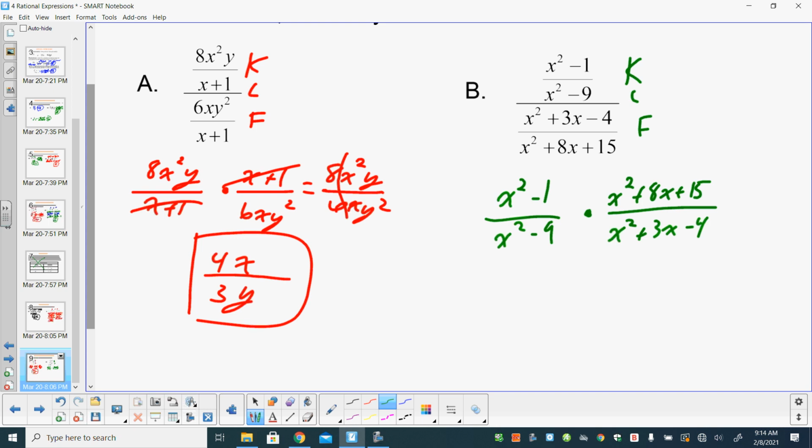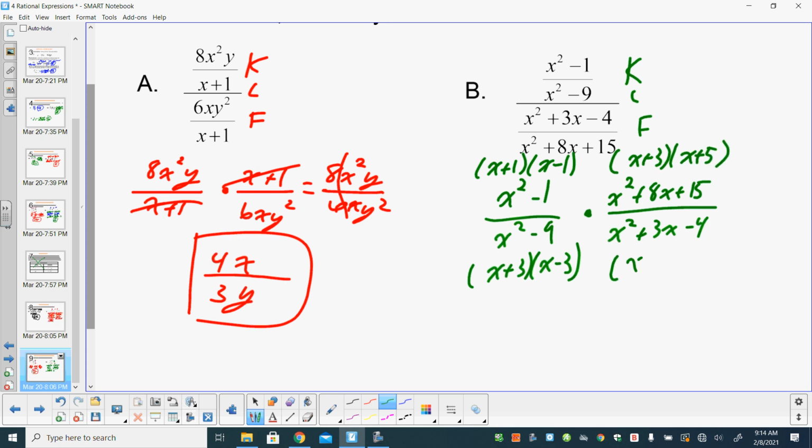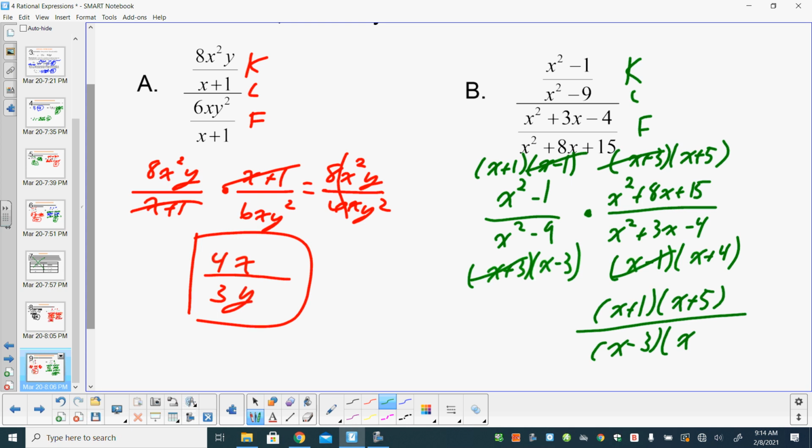All right, what's special about this one? Difference of squares, and that factors too. All right, what about the bottom? Good. What about the top? What about the bottom? All right, now what? What can I cancel? All right, so then what's your answer? Good, parentheses. So make sure you do parentheses in this situation. There you go.